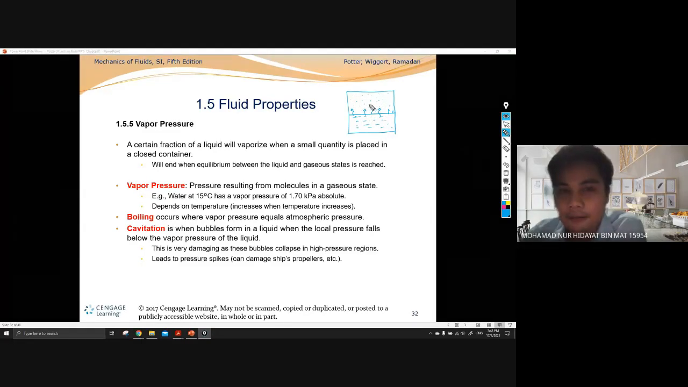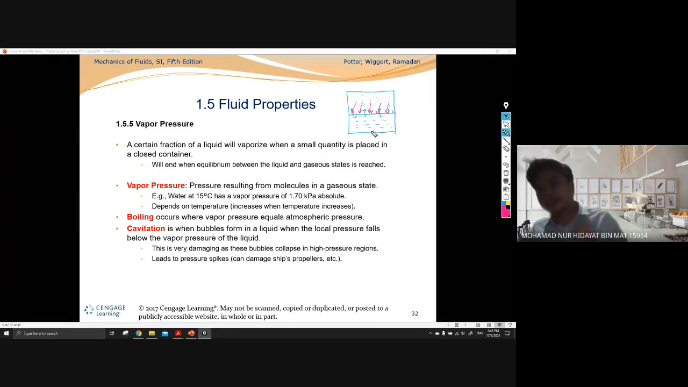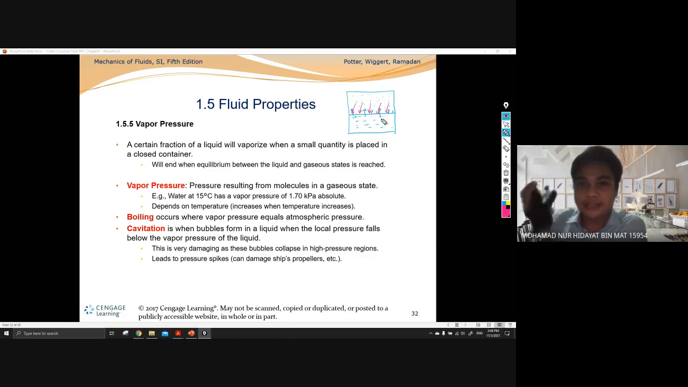This vapor after that gives pressure to the surface of the water. Now you understand what vapor pressure is. The molecules vaporize, and at the end of the process, they exert pressure on the surface of the water. That is why we call it vapor pressure, the pressure coming from the vapor.